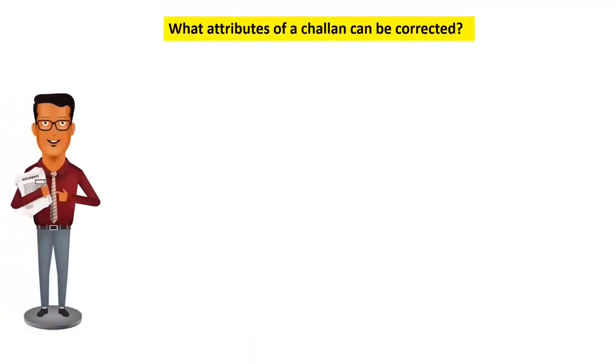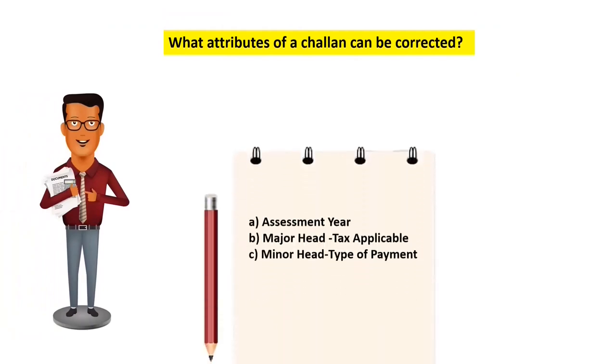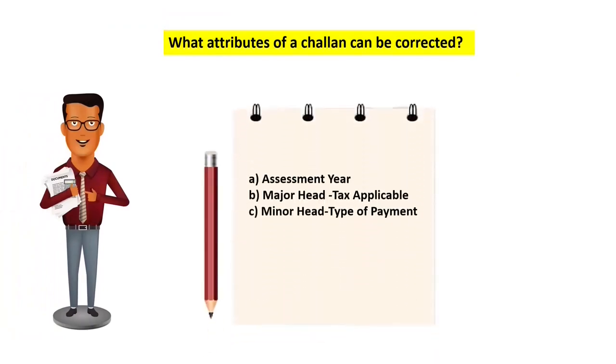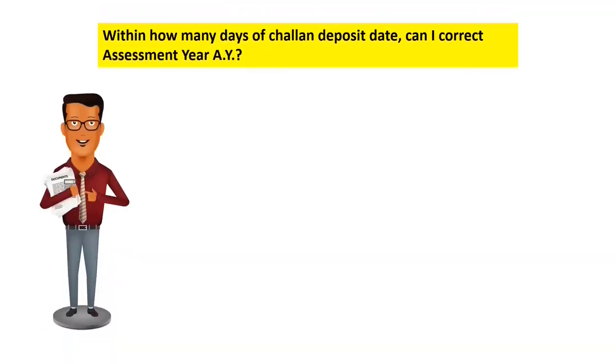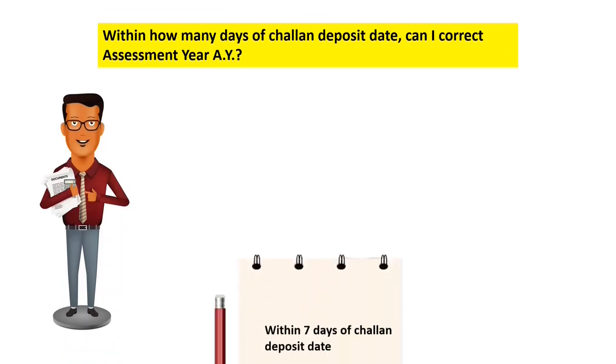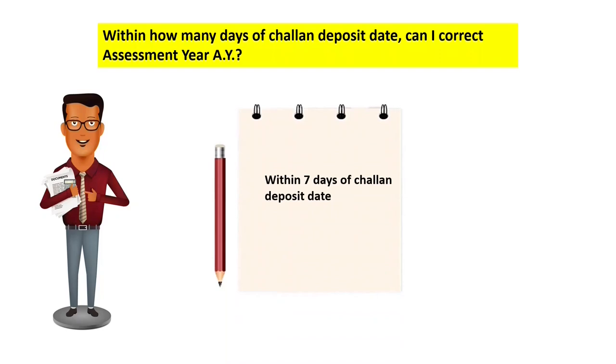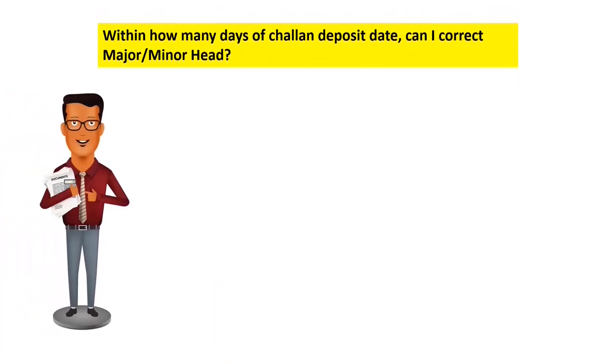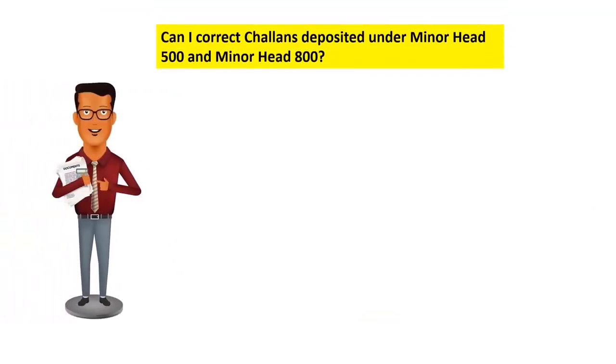There are 3 attributes of a challan which can be corrected on the e-filing portal. These are assessment year, major head, which is the tax applicable, and minor head, which is the type of payment. You would also be interested in knowing within how many days of challan deposit date you can correct the assessment year. Please note that the assessment year can be corrected within 7 days of challan deposit date. Similarly, if you wish to correct the major or the minor head, you get 30 days post the challan deposit date.